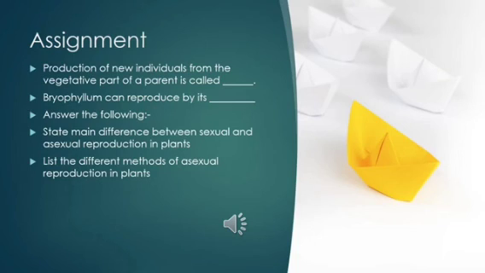Now children, try to write the answers for this assignment. The first is fill in the blanks. The first one: production of new individuals from the vegetative part of a parent is called ____. Bryophyllum can reproduce by its ____. Answer the following. State the main differences between sexual and asexual reproduction in plants. List the different methods of asexual reproduction in plants.